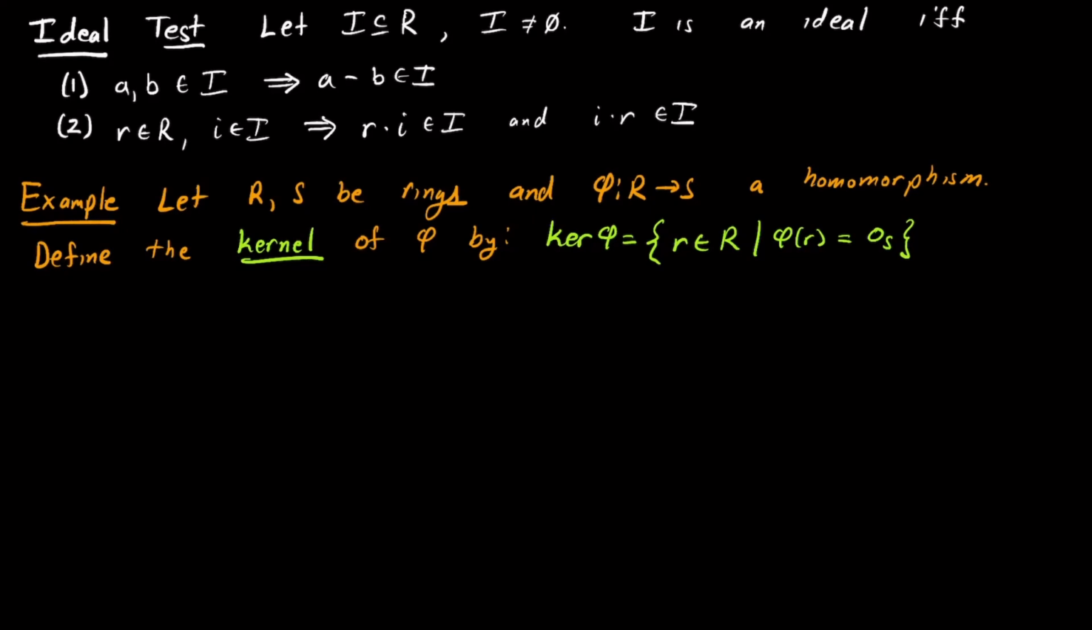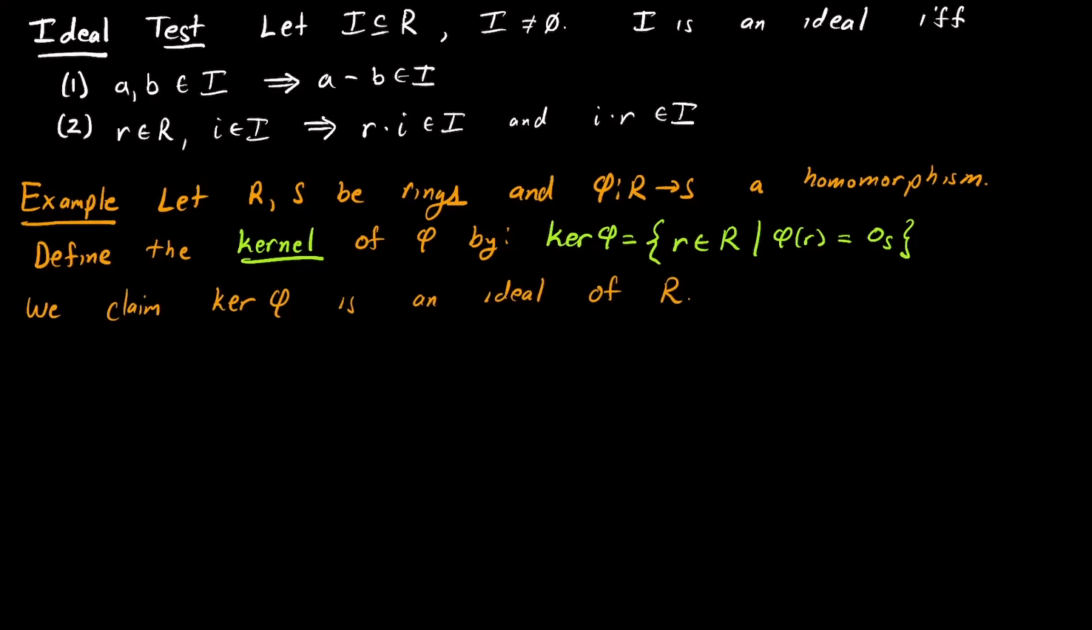Right? So for example, when we considered the homomorphism phi from Z to Z mod n, the kernel of that homomorphism was just all the multiples of n, because every multiple of n got mapped to 0 in Z mod n. Okay, so what I claim is that the kernel of phi is actually an ideal of R, and we're going to see in a few videos that this is a pretty important ideal.